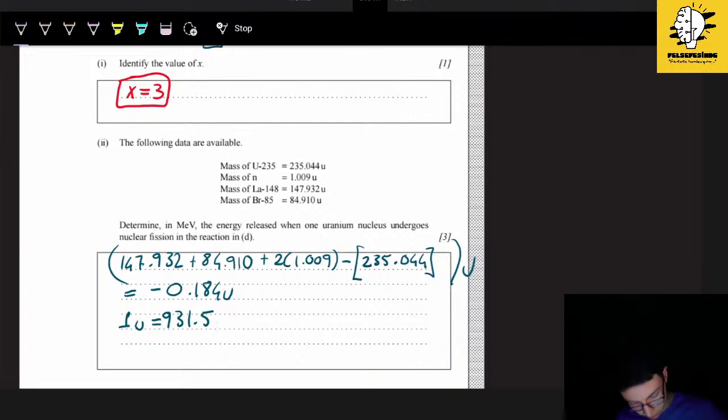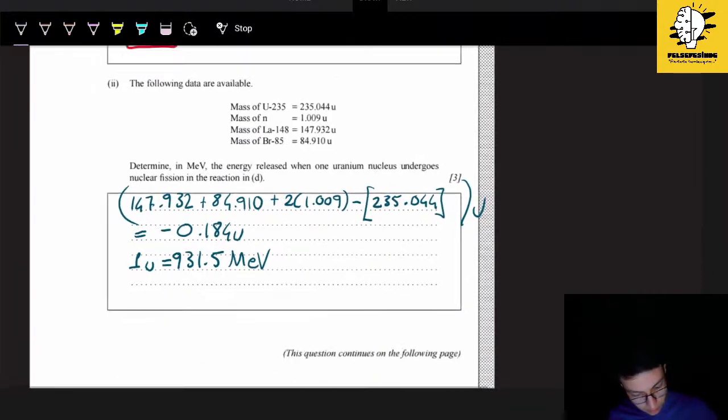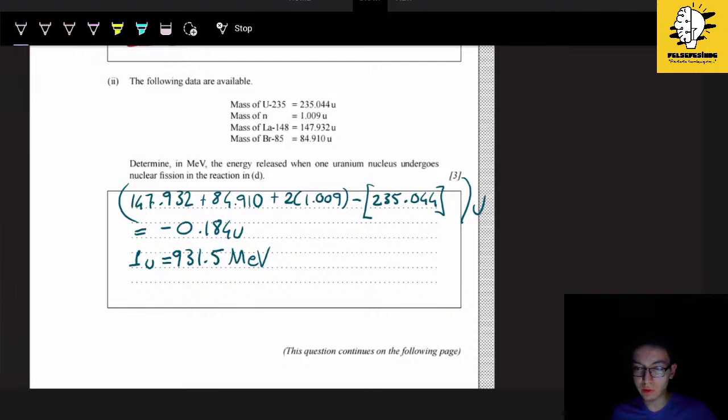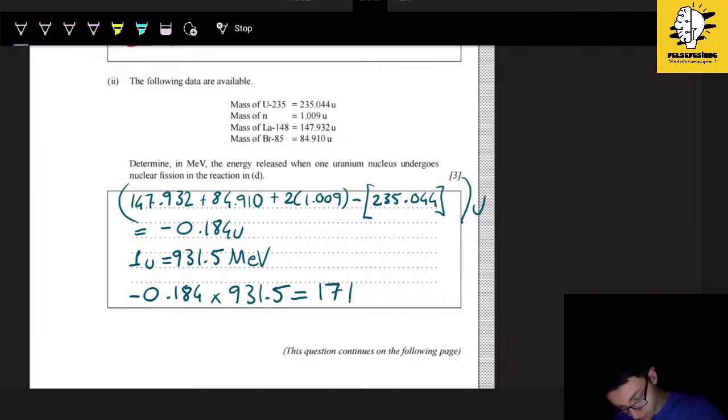Yes, exactly. And this is in the data booklet, guys. You don't have to memorize it. I will tell you the location of this data. It was on the very first page, fundamental constants, page 2 of the data booklet. So it is in mega electron volts, by the way, right? Again, yes, mega electron volt. Exactly, yes. Times 931.5 will be equal to, let me tell you, 171 mega electron volts.